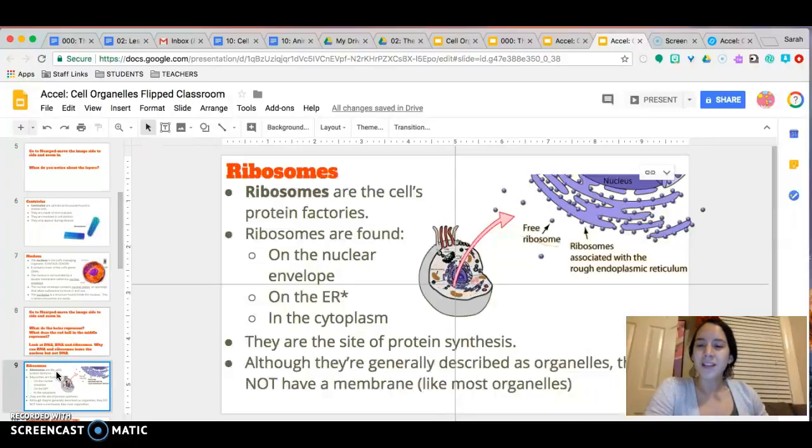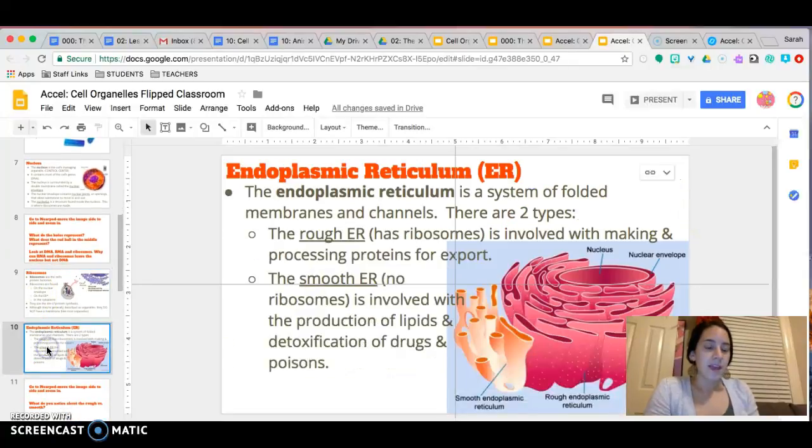Although they're not generally considered an organelle because they do not have a nice membrane around them, this is why prokaryotes can have them, and eukaryotes have them as well. This is why: because they're not a membrane-bound organelle. So, there you go. All right.